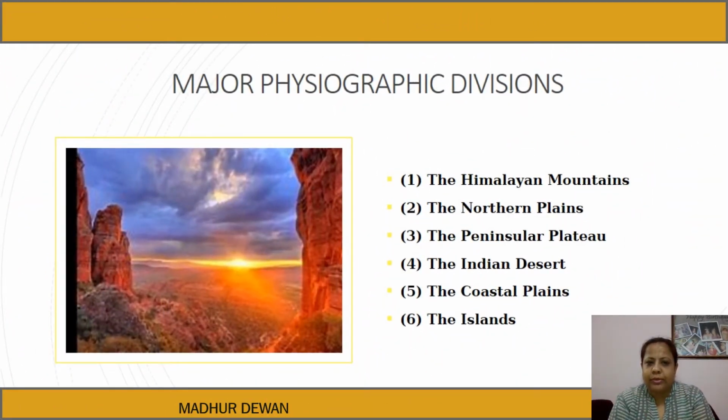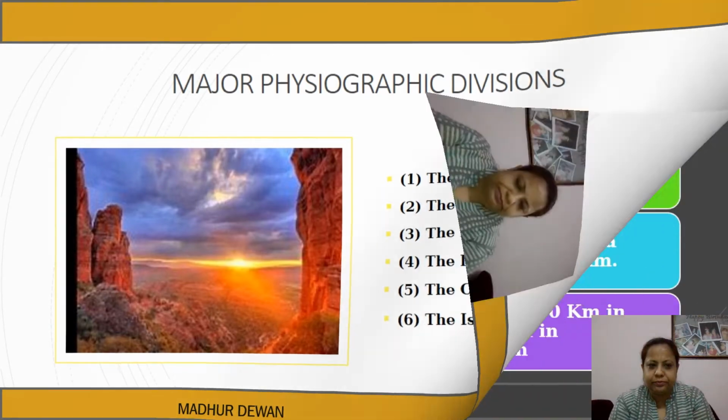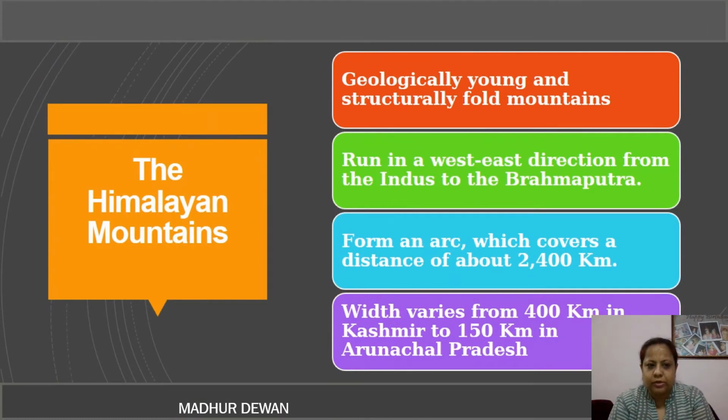The entire chapter covers the major physiographic divisions: the Himalayan mountains, the northern plains, the peninsular plateau, the Indian desert, the coastal plains, and the islands. First, we have the Himalayan mountains.